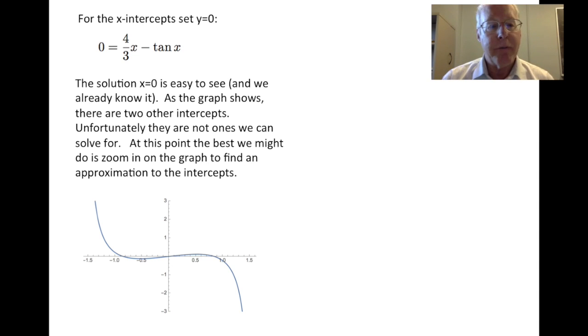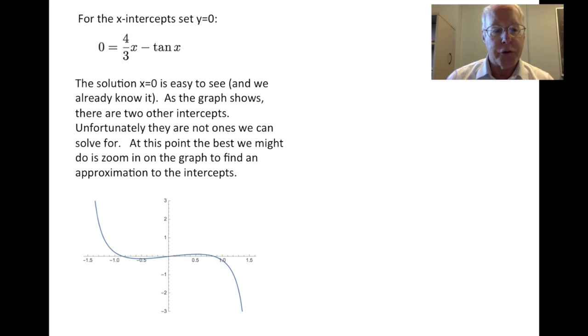Unfortunately, the equation 4/3 x minus tangent x equals 0 is not one of the standard ones we learn to solve in algebra. It is not a polynomial, so we're not going to have much luck with factoring. Generally in cases like this, we hope they work out nicely, say with trig functions coming up with angles that we are familiar with, and if not, there's really not much we can do about solving the equation.